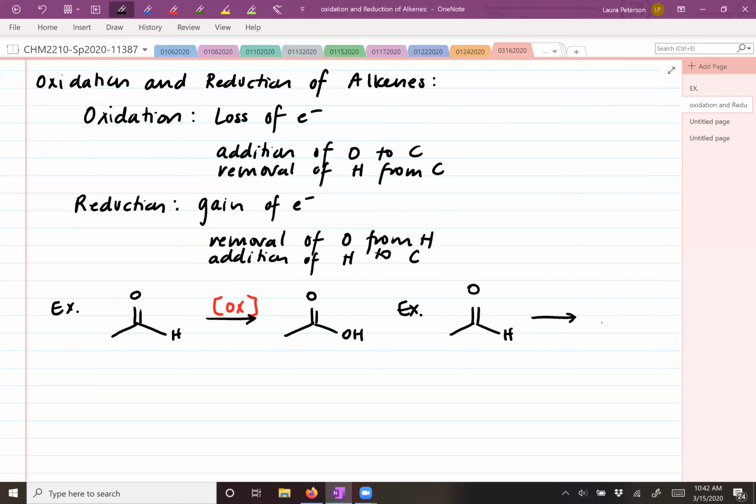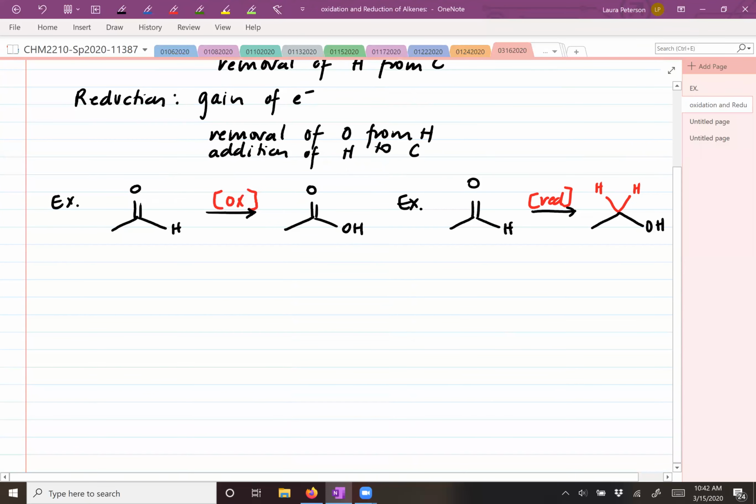Well, let's think, relative to this carbon, how could I add hydrogen or remove bonds to oxygen? Think about what functional group that would correlate to. That would be an alcohol. Notice there are 2 hydrogens now at that carbon, where before there was only 1 hydrogen. So we've really increased the number of bonds to hydrogen at that carbon, and this would be an example of a reduction. Okay, so that's all fine.